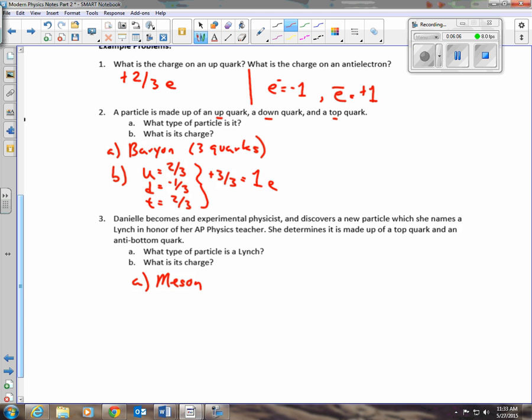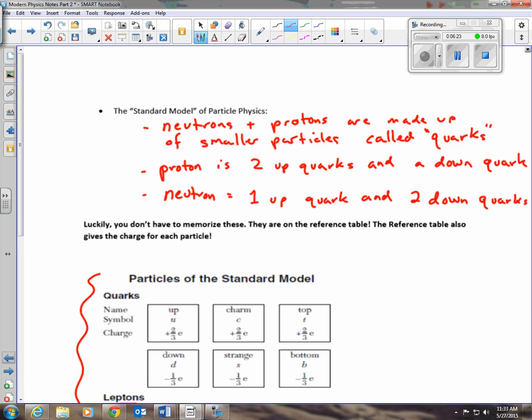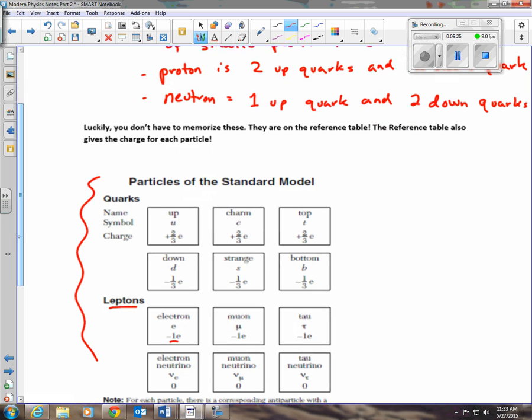So the name of the particle was a Lynch. She named it that, but its classification is a meson. And B, what is its charge? So it's made of a top quark and an anti-bottom. For anti, put a line over it, so it's going to be a top, an anti-bottom. If I go back to the chart, right here, the top is 2/3, the bottom is minus 1/3, so an anti-bottom would have the opposite charge, it'd be plus 1/3.